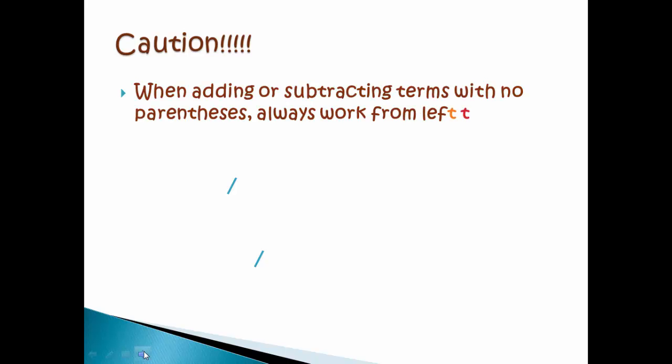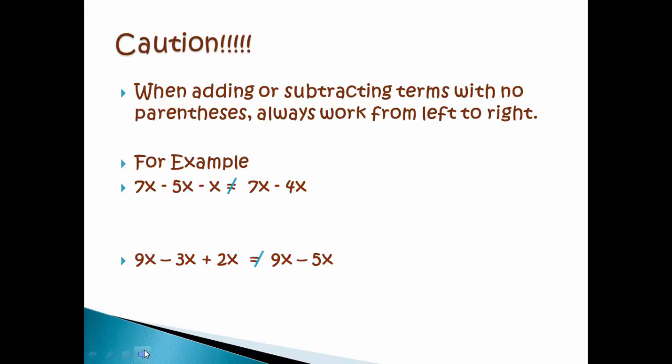Caution! When adding or subtracting terms with no parenthesis, always work from left to right. Let's look at this example. I couldn't move backwards and say 5x minus 1 is 4x minus 7x. That is not what this is saying. We cannot move backwards. We have to move from left to right. 2x minus x equals x. This equals 3x. So don't confuse yourself. Do not work backwards. Always work from left to right.